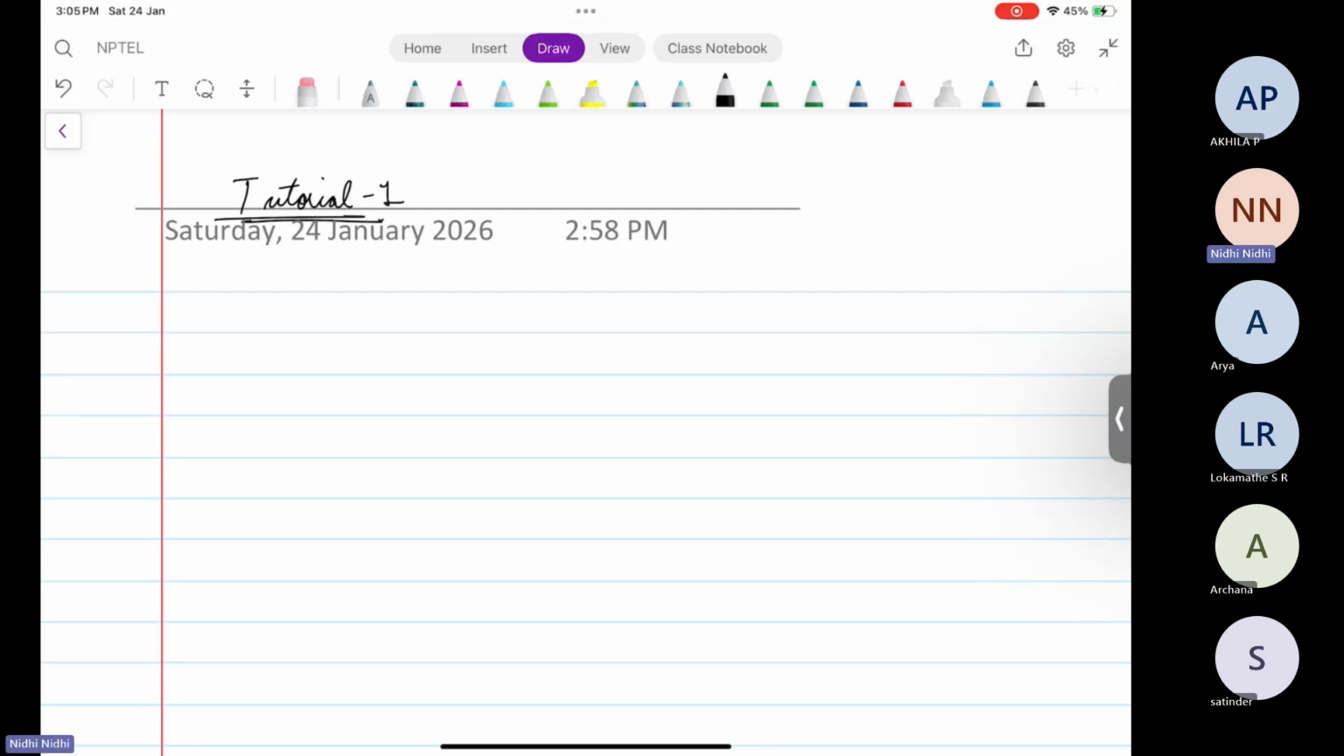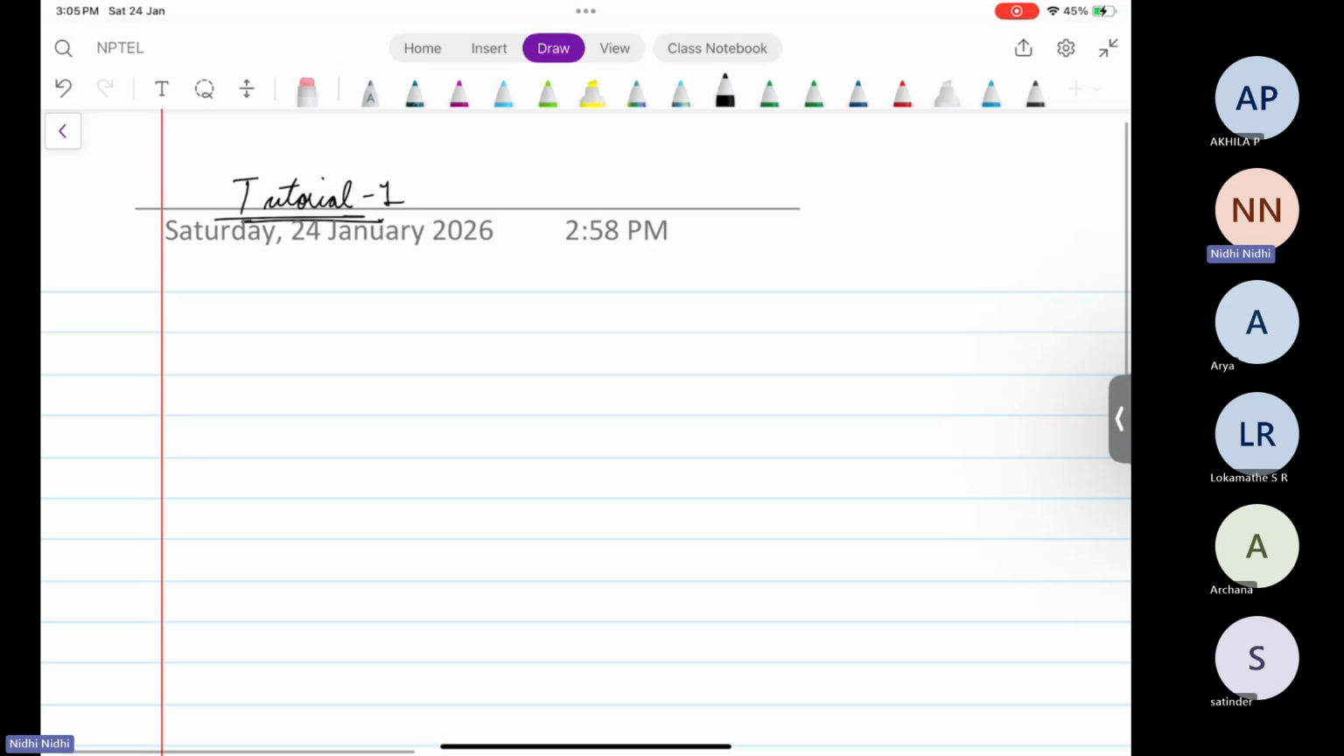Okay, so let's start. Good afternoon, everyone. My name is Nidhi. I'll be taking your tutorials for this course on basic real analysis. Today we'll start with some problems related to infimum and supremum, and eventually we'll look at sequences, how we define the convergence of a sequence, and various other properties of sequences.